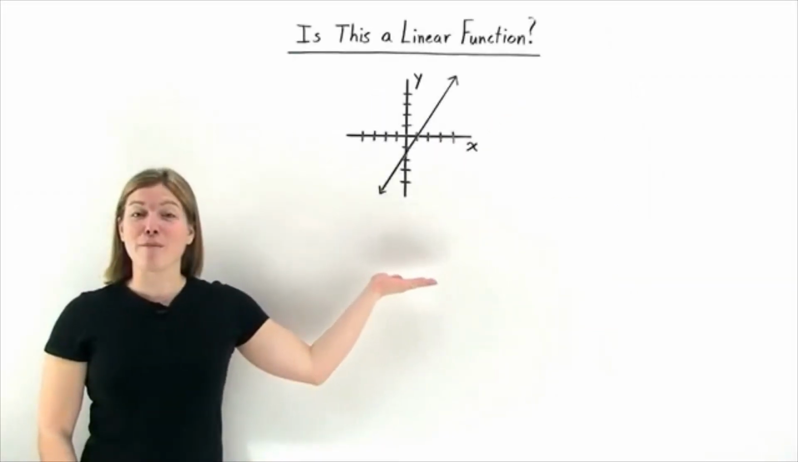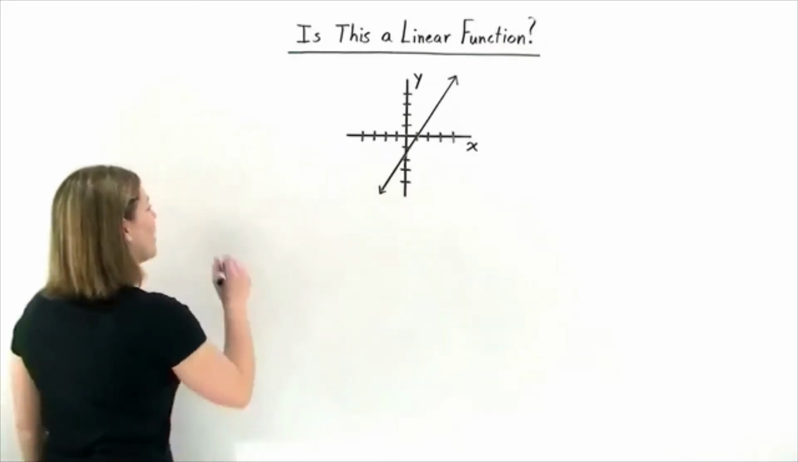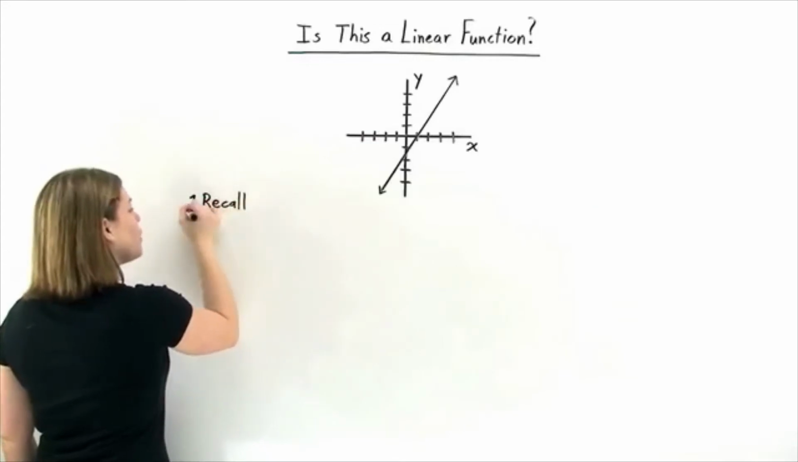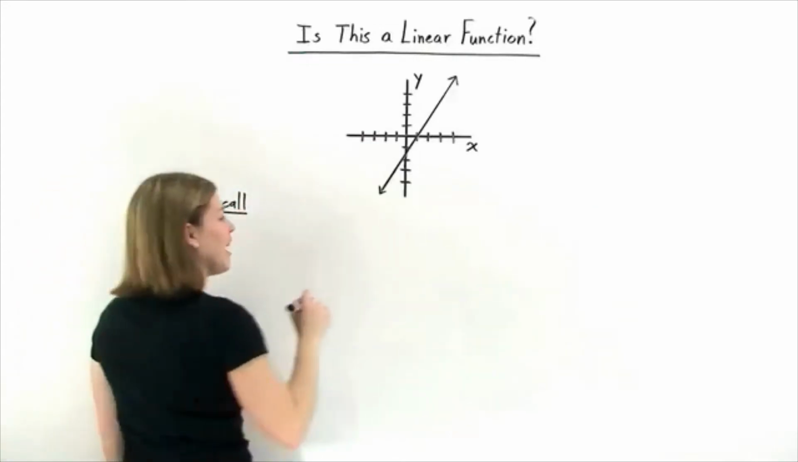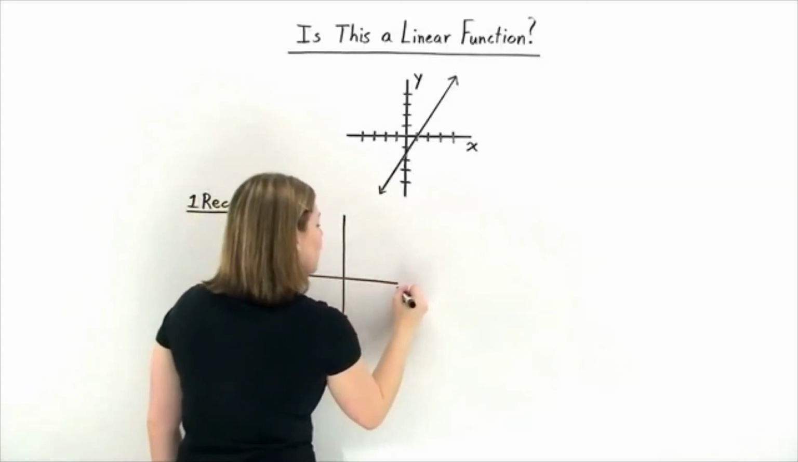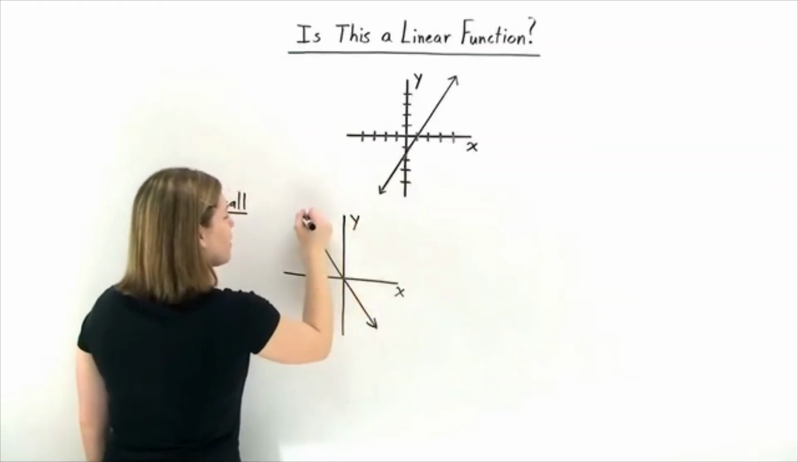Does this graph represent a linear function? To help us answer that question, let's go ahead and recall what we know about the graphs of linear functions. Let's take a look at an example of a graph that is a linear function and a graph that is a nonlinear function. That way we can better tell the difference.